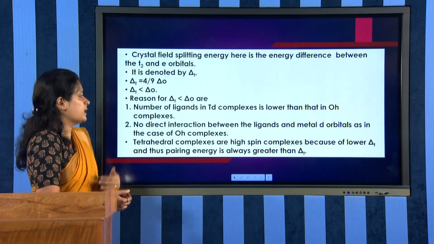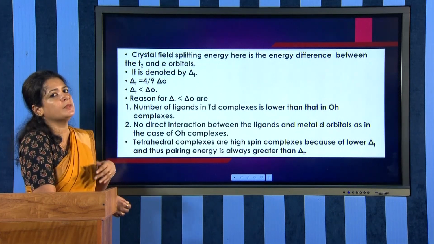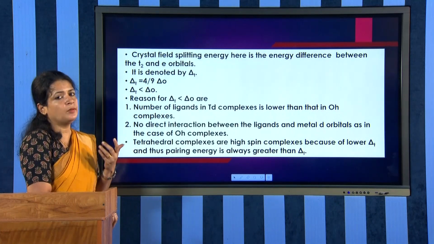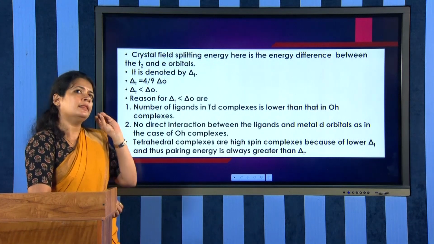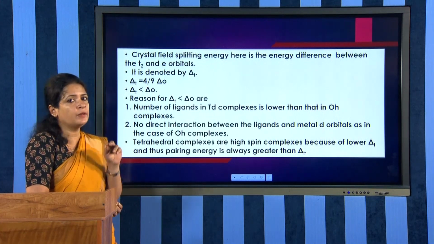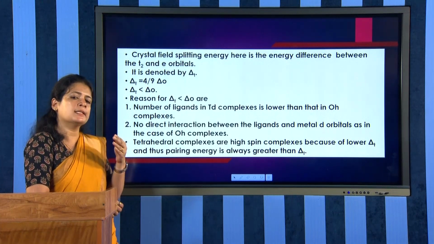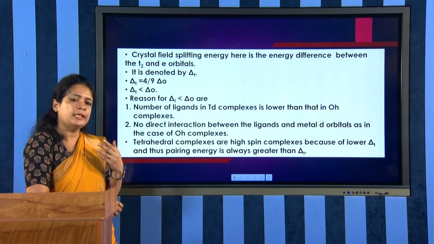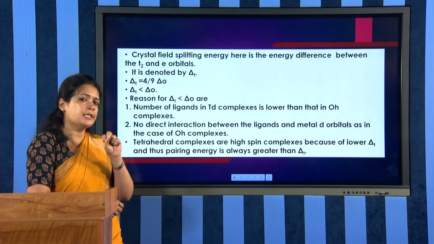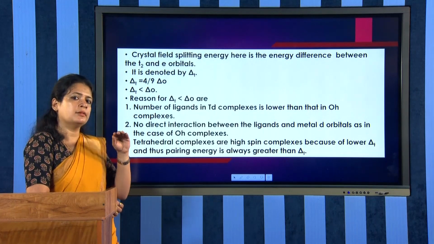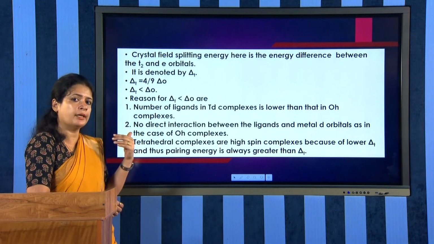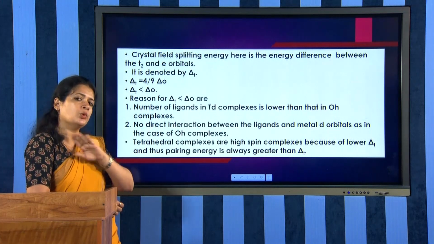And the second reason is that there is no direct interaction of these ligands with the metal d orbitals in the case of the tetrahedral field. But in the case of the octahedral field, you have already seen that the ligands come along the axis, and so the d orbitals along the axis, that is dx2-y2 and dz2, will experience a greater repulsion. So along the axis there is a direct contact of these ligands with the metal d orbitals in the case of the octahedral field, but in the case of the tetrahedral field there is no direct contact.